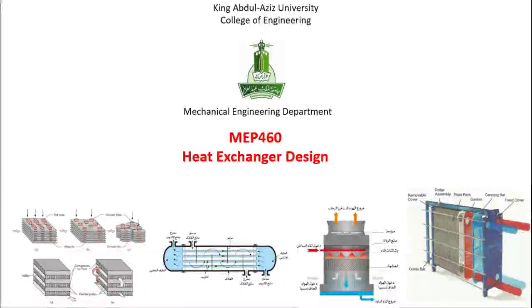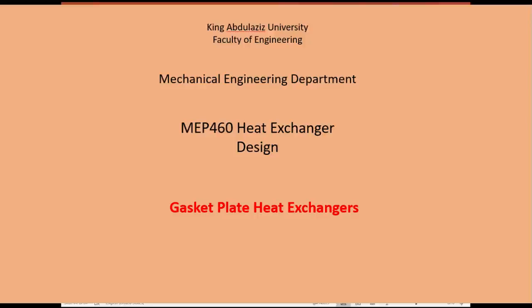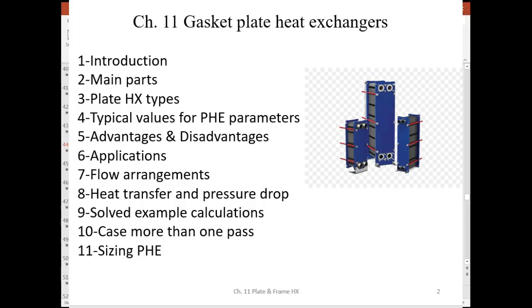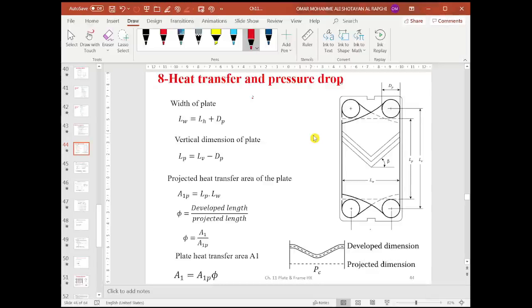This is a continuation for the gasket heat exchanger. Last time we were at this stage where we would like to calculate the heat transfer coefficient and the pressure drop for the gasket plate heat exchanger. We defined previously the beta angle, which is the chevron angle.